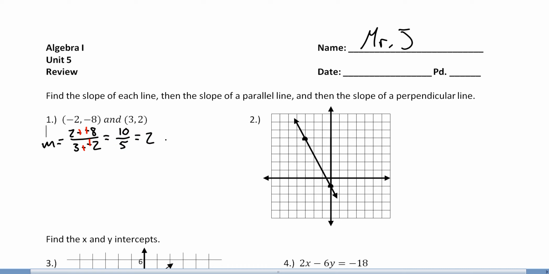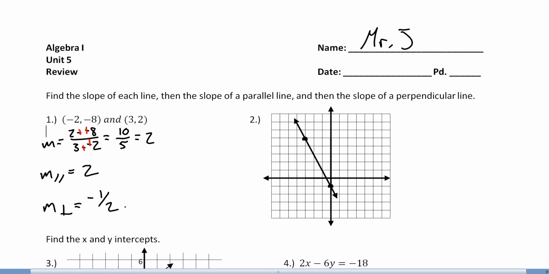Alright? So if that's the slope of my line, if I start talking about the parallel line, remember parallel lines have the same slope, so that's also going to have a slope of 2. And then perpendicular lines, the slopes are opposite reciprocals. So 2 is like 2 over 1, so if I change the sign and flip it, I go from a positive to a negative, and then when I flip that 2, it gives me a 1/2, so it's a negative 1/2. Remember, opposite reciprocals, you've got to change the sign and flip it.